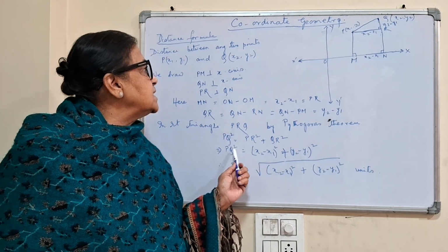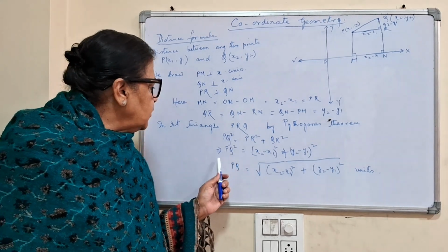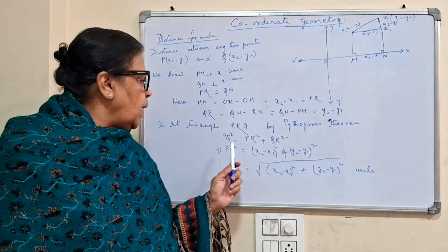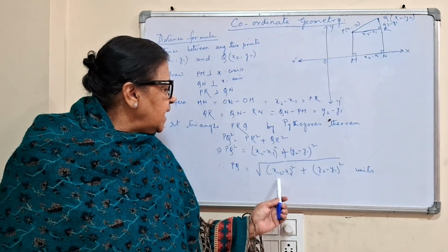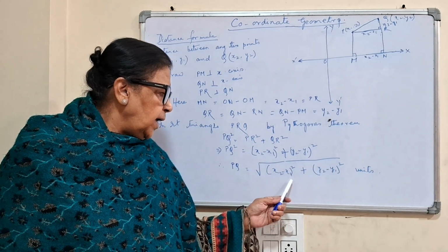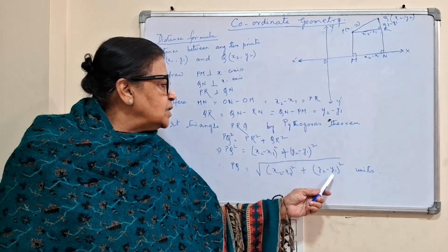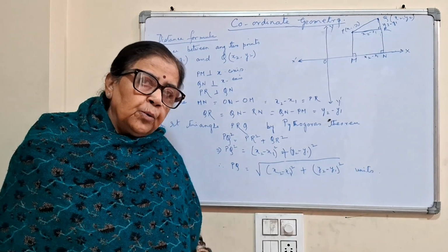We get the square of the distance. Now I take the square root of it. The distance is the square root of x2 minus x1 whole square plus y2 minus y1 whole square units.